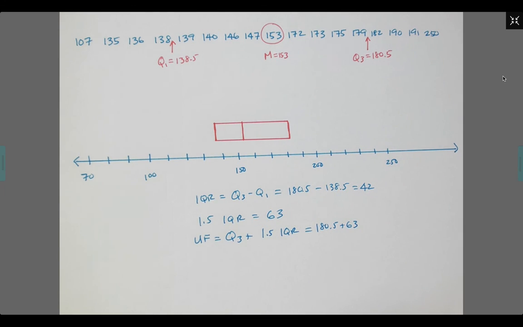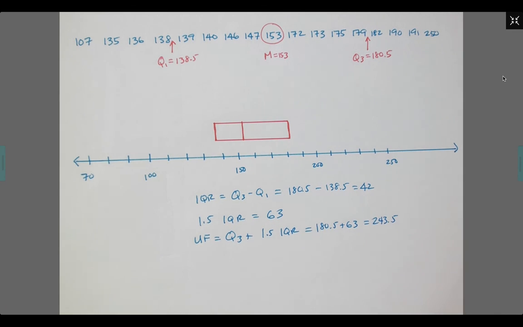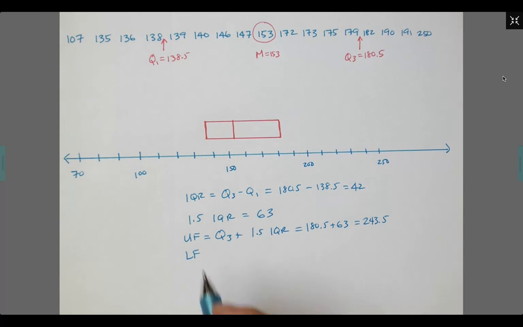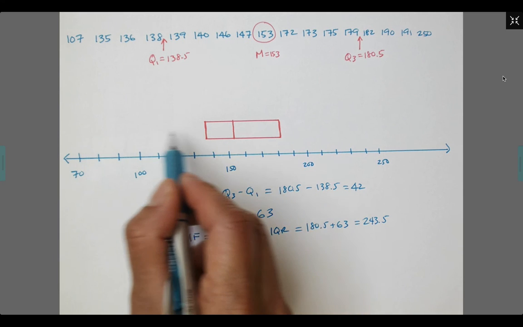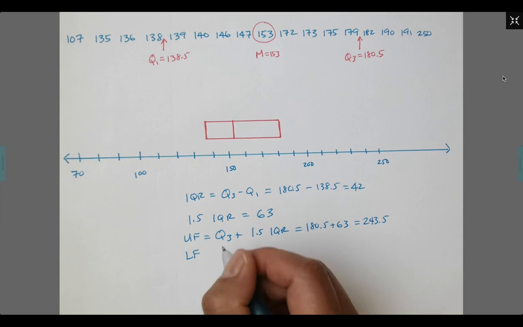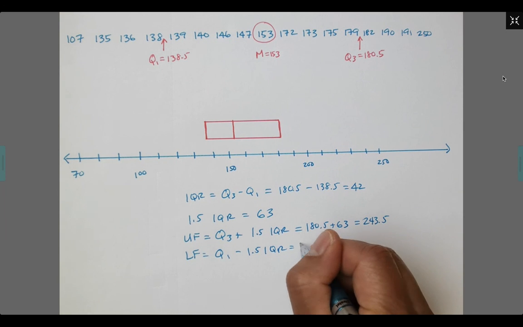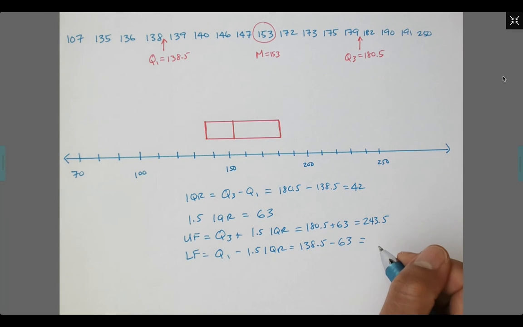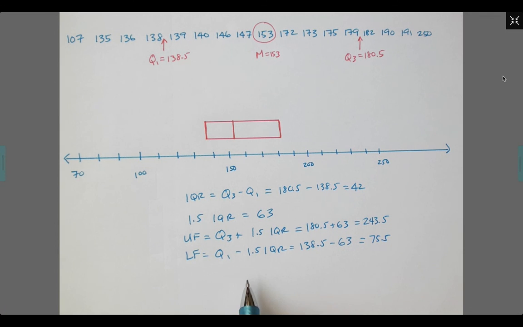Okay, so that upper fence is at 243.5. My lower fence, I'm going to use the same kind of thinking, and from my Q1, I'm going to go to the left, so I'm going to subtract 1.5 times IQR. So that is 138.5 minus 63, which gives me 75.5. So there's my lower fence.